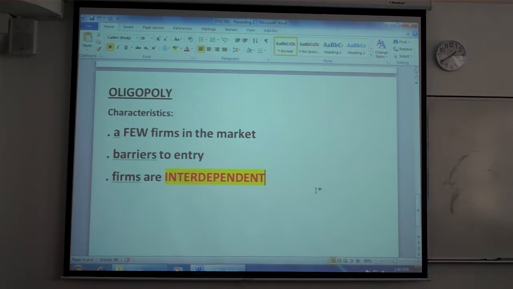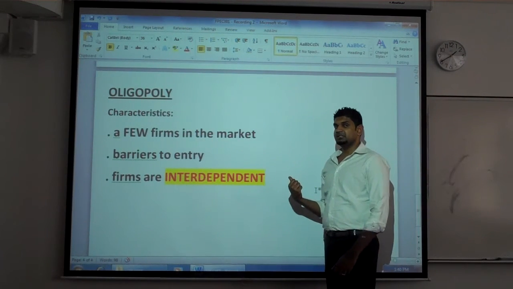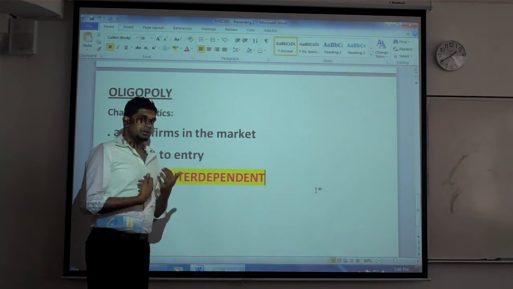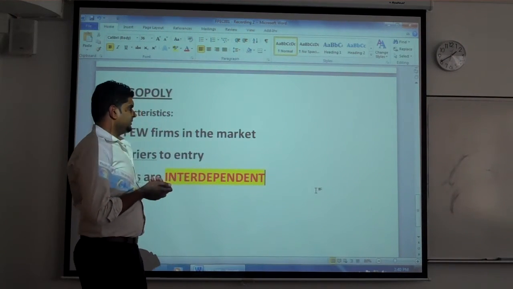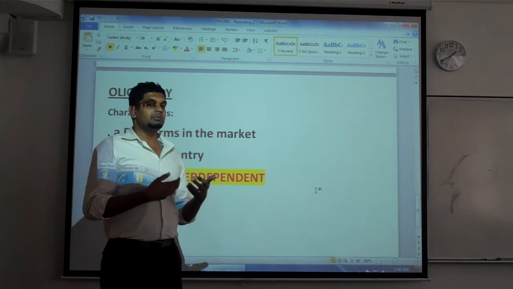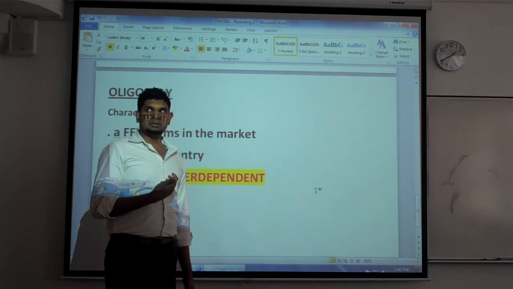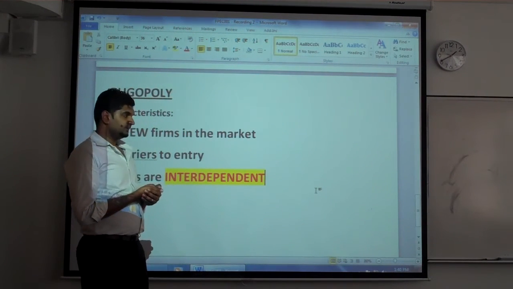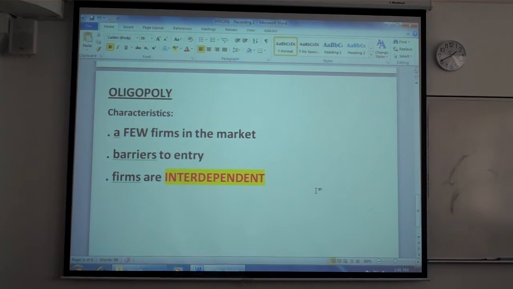There are only a few firms in the market, so the actions of one firm directly affect the actions of another firm. There are just a few firms in the market, so they are all watching the other firm's actions, and they will respond to the other firm's actions. Sometimes the response may be to do nothing, but in any case, the firms are always observing and reacting to their competitors' actions in an oligopoly. The firms are interdependent. This interdependency, we will see, is what causes the model for oligopoly to look like it does.